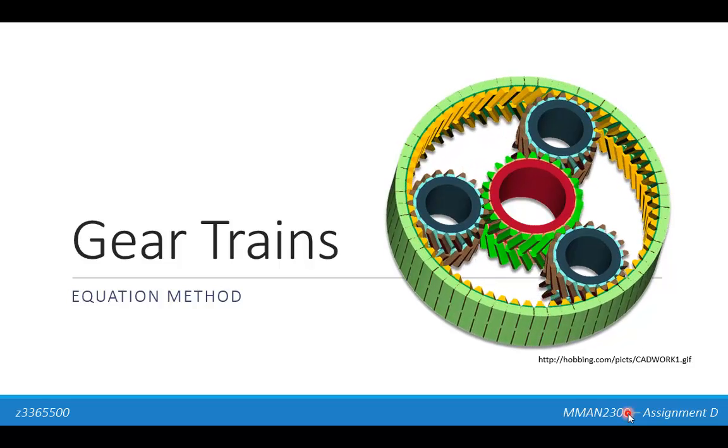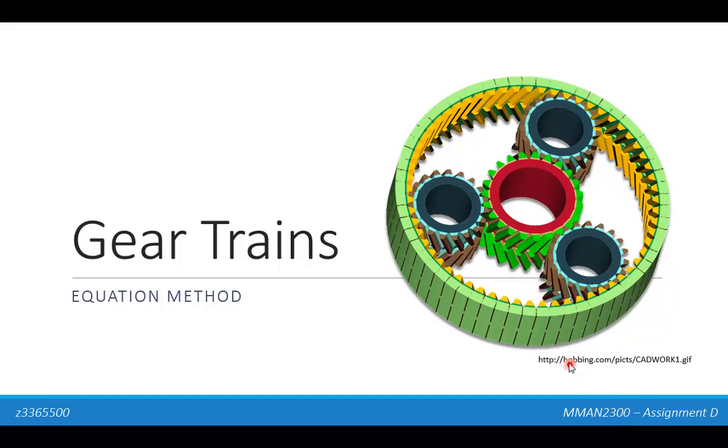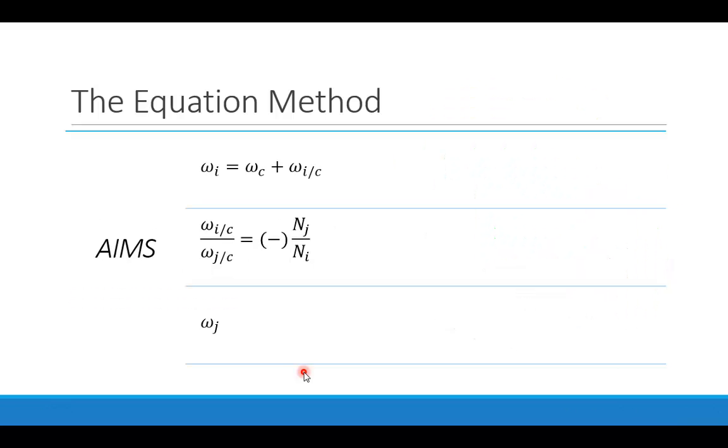Hello, this video will be explaining how to analyze gear trains using the equation method. When analyzing gear trains, our aim is to find the output velocity of the system of gears. The equation method is very simple and boils down to these three aims.